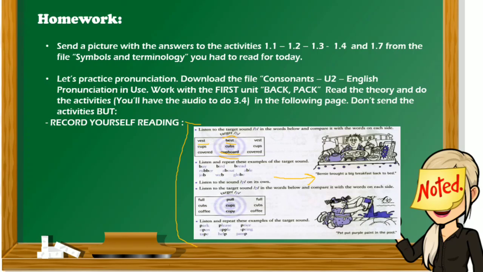And then you read this one. Pat put purple paint in the pool. Sorry, it's so small that I cannot read. Pat put purple paint in the pool. Pat, pat, like that, okay? And that is the only thing that you're going to record and send. Then you have to send a picture of this, okay? The activities will be corrected later on.